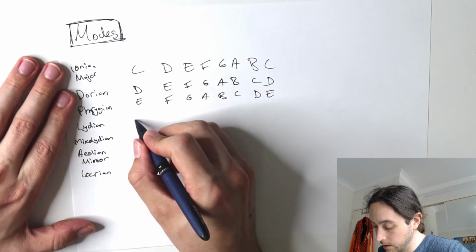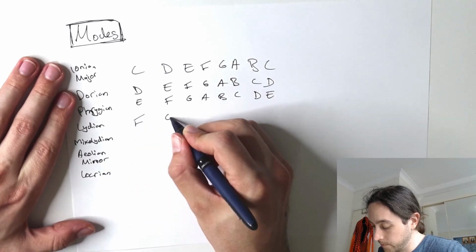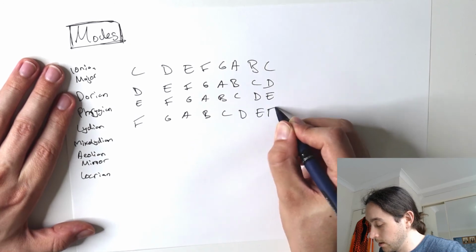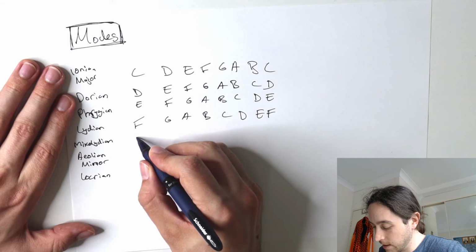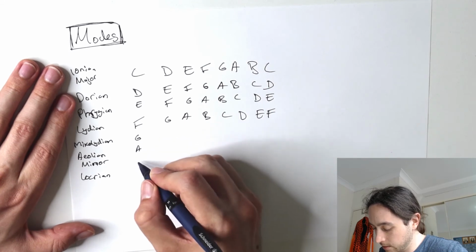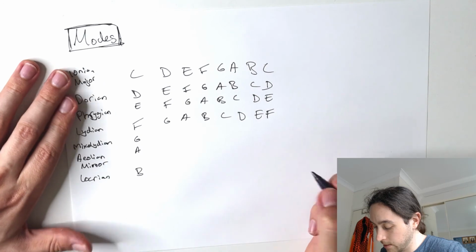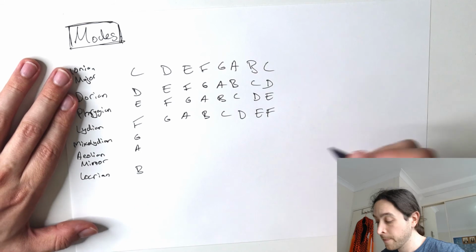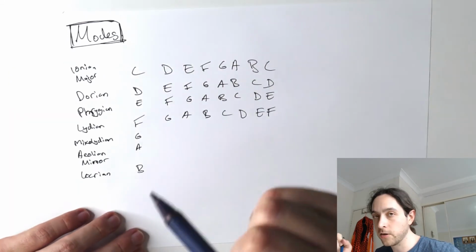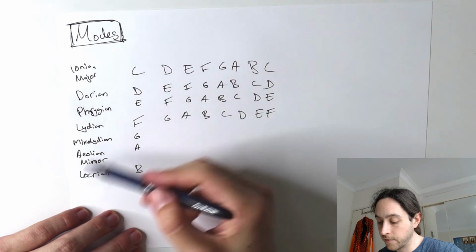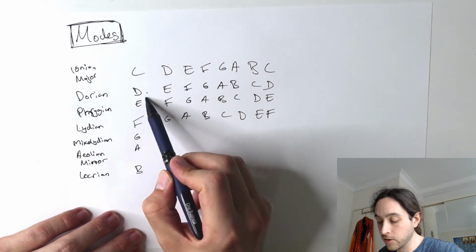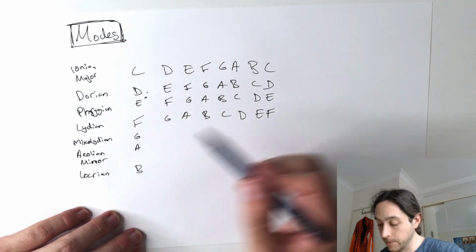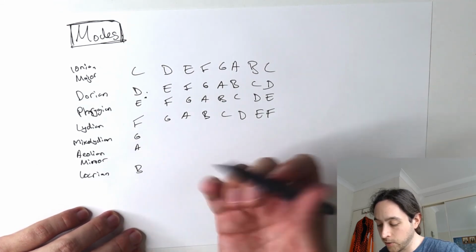Okay? Lydian, F, G, A, B, C, D, E, F. Mixolydian, starting from G. Aeolian's A. Locrian is B. Okay? So this is exactly the same. I can keep repeating this out, but you get the idea. Now, the only thing to note is these are identified by this. So if you're playing in D Dorian, you know that the first note is D and you copy this pattern from it, right? If you're in A Aeolian, same thing.